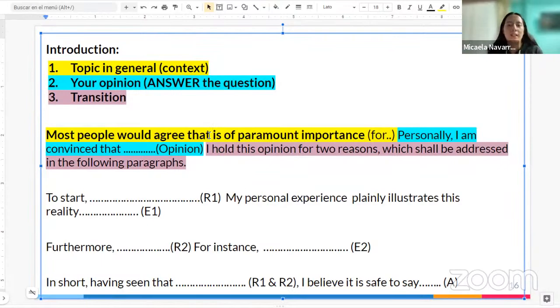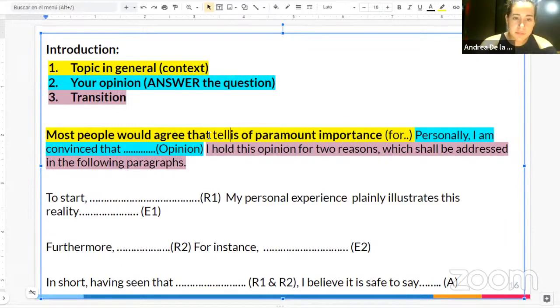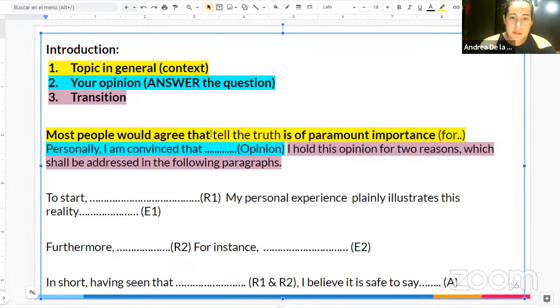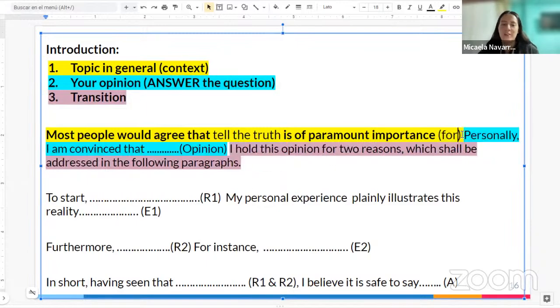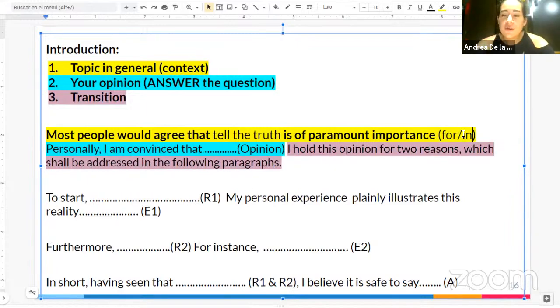Most people will agree that be honest or tell the truth. Okay. Tell the truth is of paramount importance. Yes. Do you want to add for something or just like that? Without for. Okay. You can also use in, right?